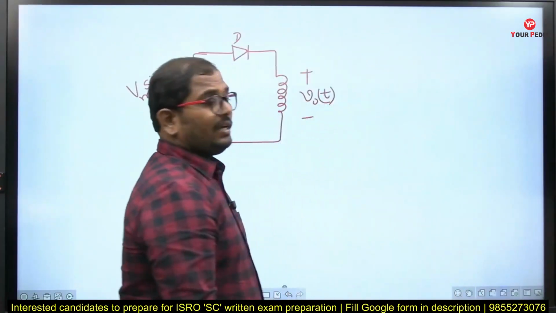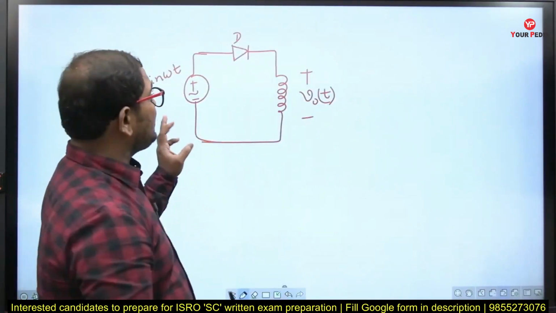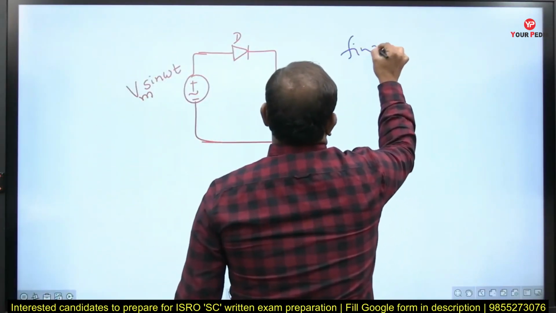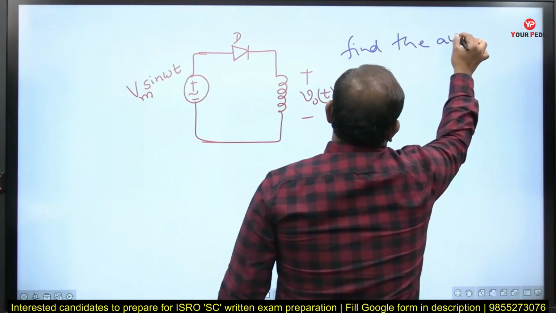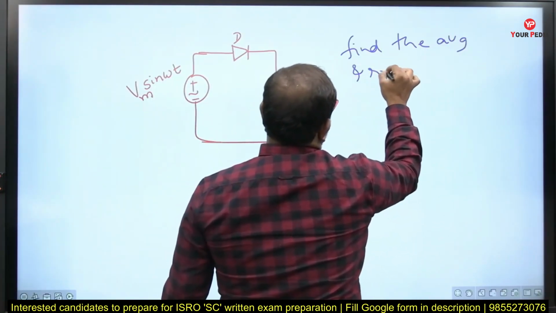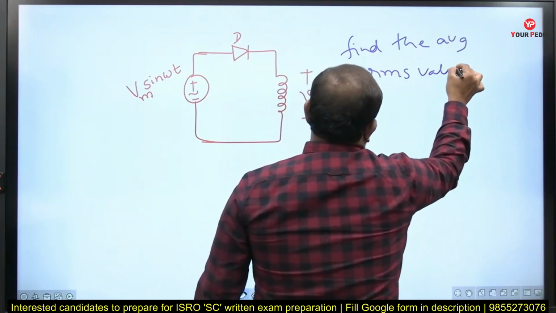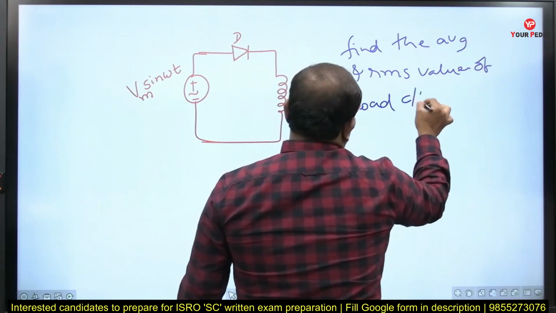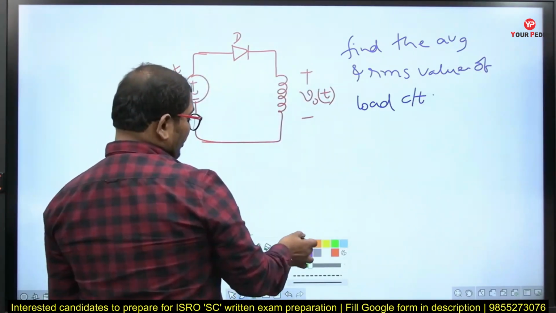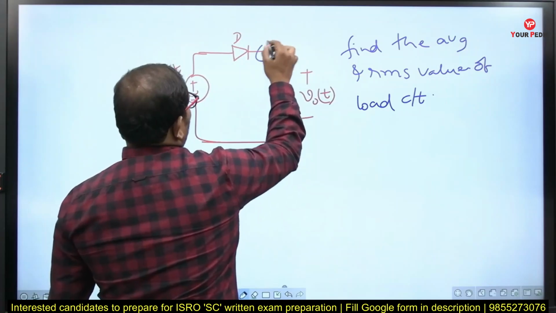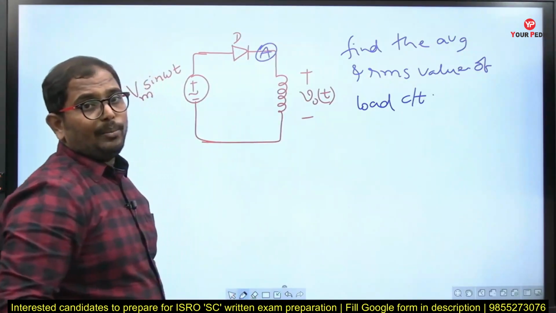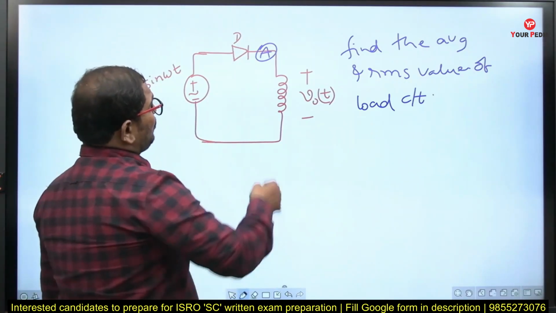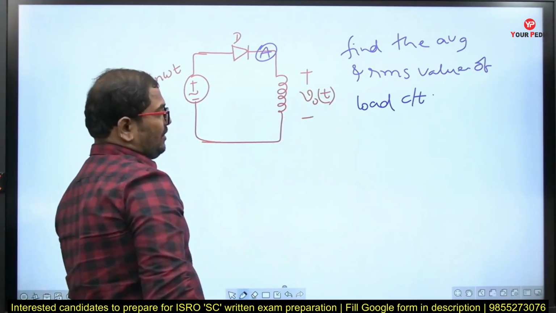Okay, now let's move to the last question. What is the last question? It is the same question, I am just extending it. Find the average and RMS value of load current. Now we need to calculate the load current average and RMS value. For that, I have to introduce an ammeter in series with the load. As we already know, the load current waveform is the inductor current waveform only.